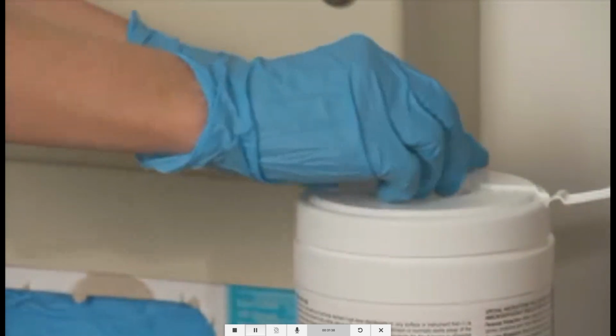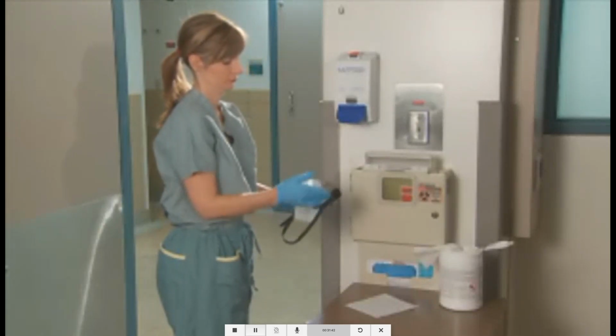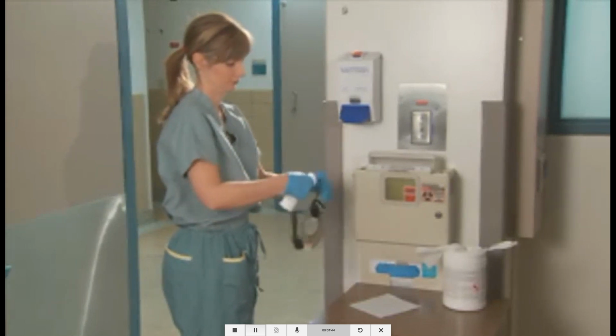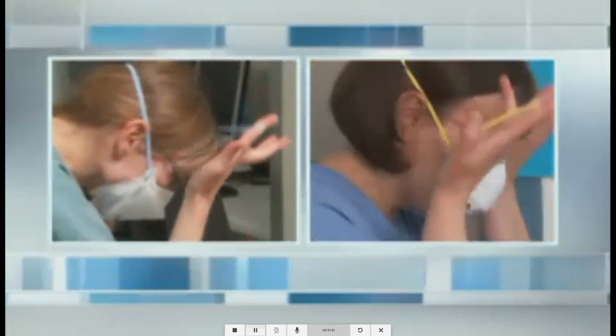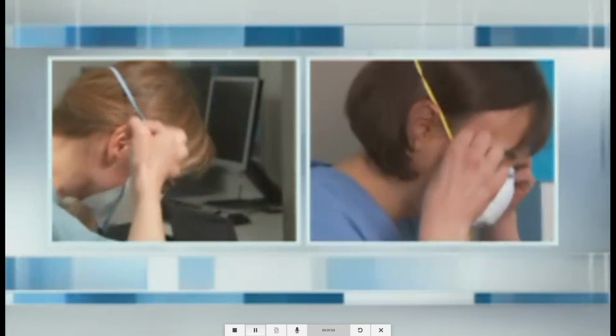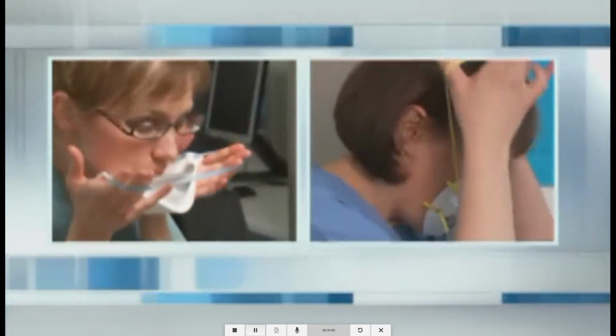If reusable eye protection has been worn, then be sure to clean it at the point of use with a hospital-approved disinfectant before you take them out of the room. N95 respirators can be removed in a few easy steps. Lean forward slightly, pull bands over your head and stretch arms forward, dropping the mask into the garbage.